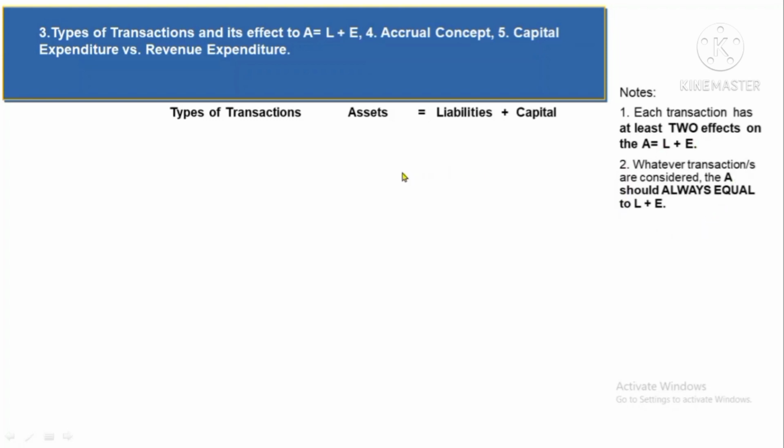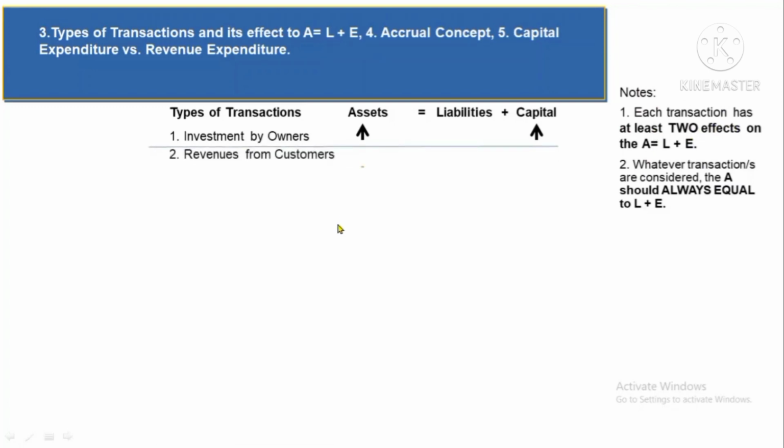So okay, let's start with the transactions already mentioned in the previous slide. Let's start with the investment from the owners. If we have this transaction, I've said earlier that this type of transaction will increase the equity account. But not only the equity or the capital account is increased, but also the assets of our entity. That is the meaning of this note. Each transaction has at least two effects in the A is equal to L plus E.